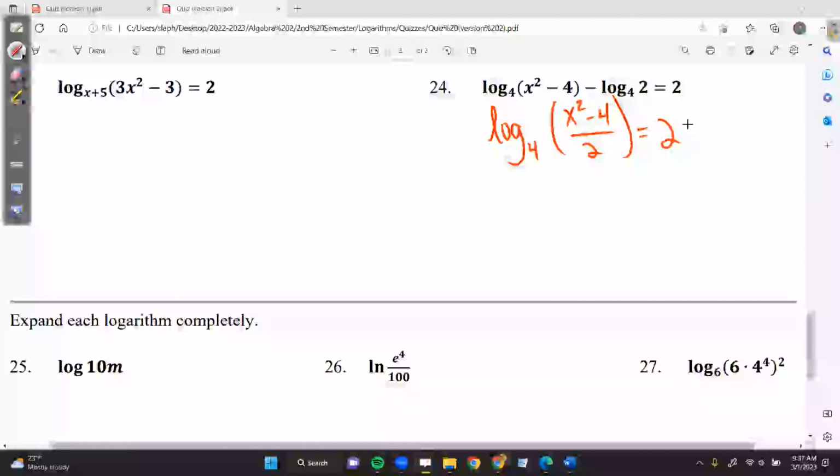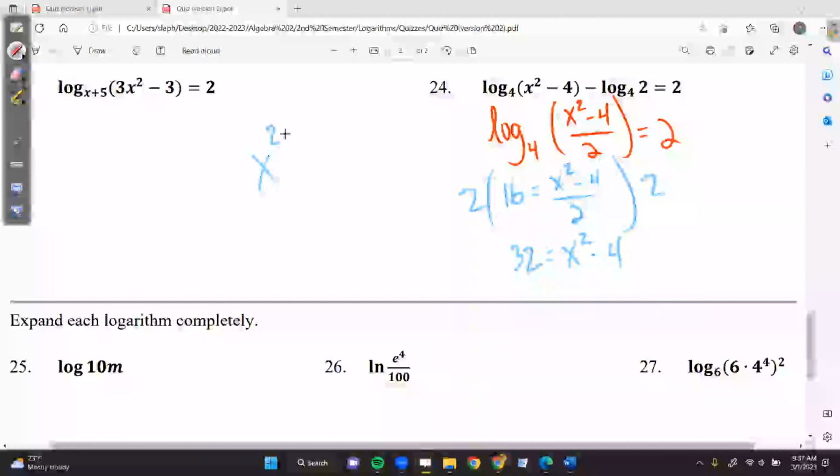And for the 187th time, what do we do next? Yeah, waterfall, you bet. I'm going to start saying that just because it's super dope. So if I take 4 and raise it up to the power of 2, what's 4 to the 2nd? So I get 16 equals x squared minus 4 over 2. And I get 32 equals x squared minus 4 because I multiplied by 2.